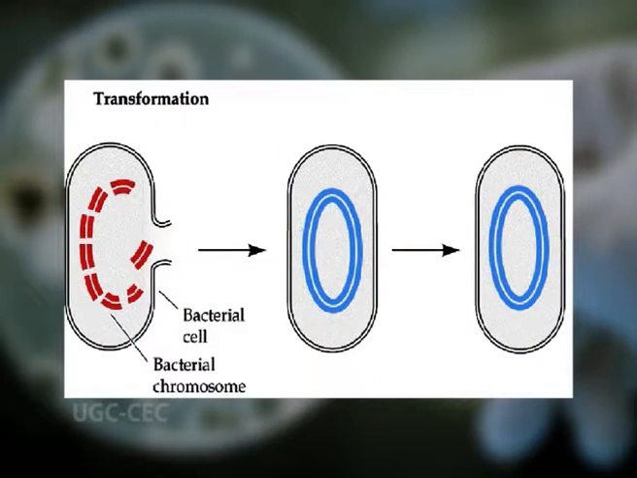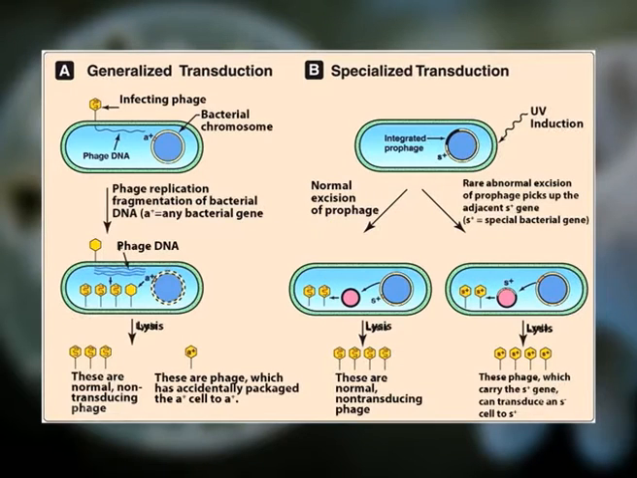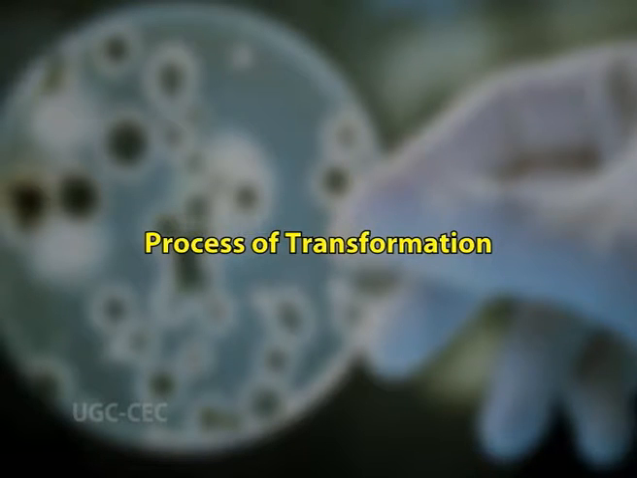Transformation is one of the three forms of horizontal gene transfer that occur in nature among bacteria, in which the DNA encoding for the trait passes from one bacterium to another and is integrated into the recipient genome by homologous recombination. Transduction carried out by means of bacteriophage is another mode of horizontal gene transfer. Now let's move to the process of transformation and discuss it in detail.